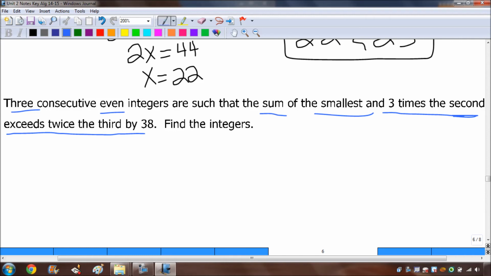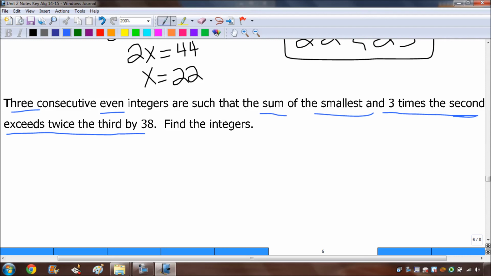So let's follow our steps for solving word problems. Number 1, underline key information, check. Number 2, identify what we want to figure out. We want to figure out what the integers are. Step 3, draw a picture. That's not going to be helpful this time, so we're going to skip that step.